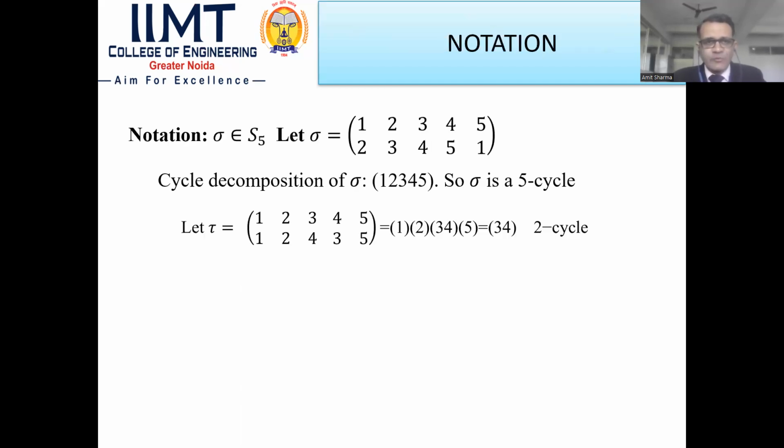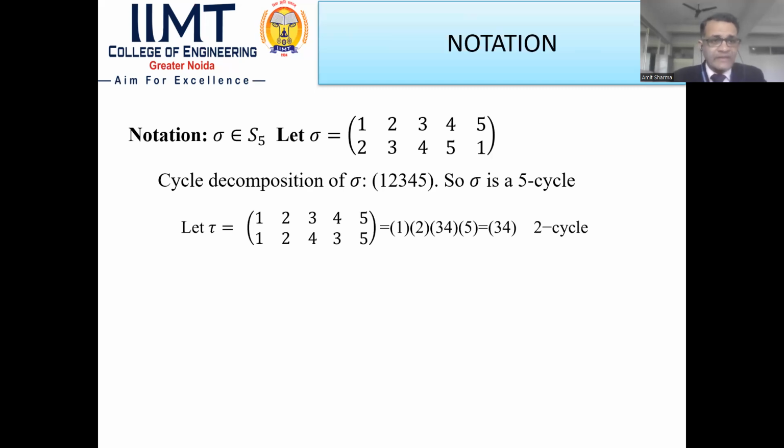Now we have a notation. Suppose we have a symmetric group S5. Let us take one element sigma from S5. Let sigma is equal to, in matrix form. Generally, we use this notation to denote the permutation. The first row elements denotes the elements of domain. Second row elements are images of the corresponding elements in first row.